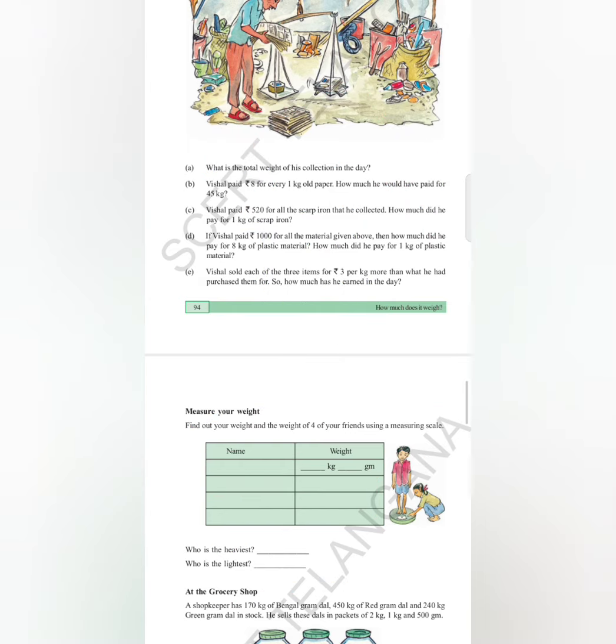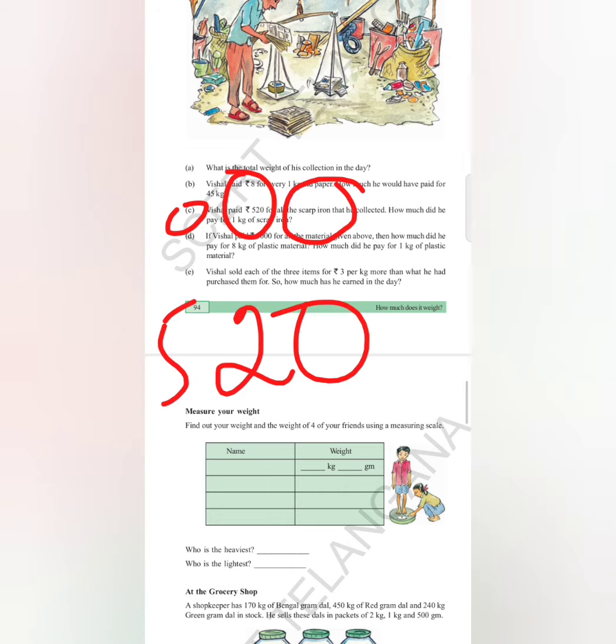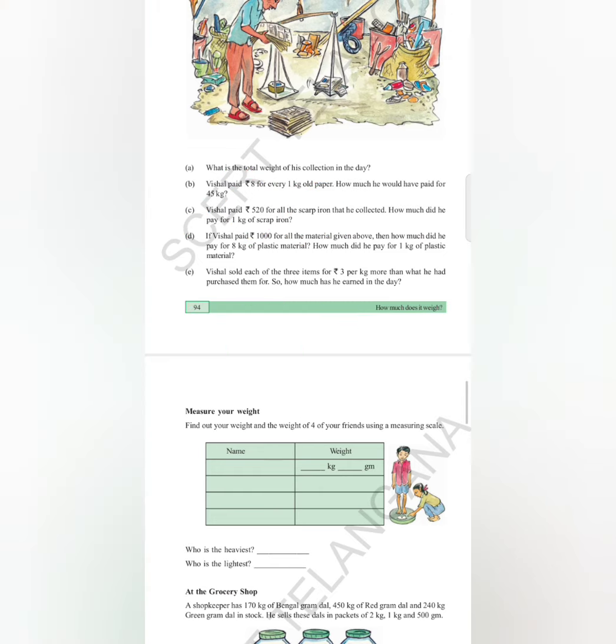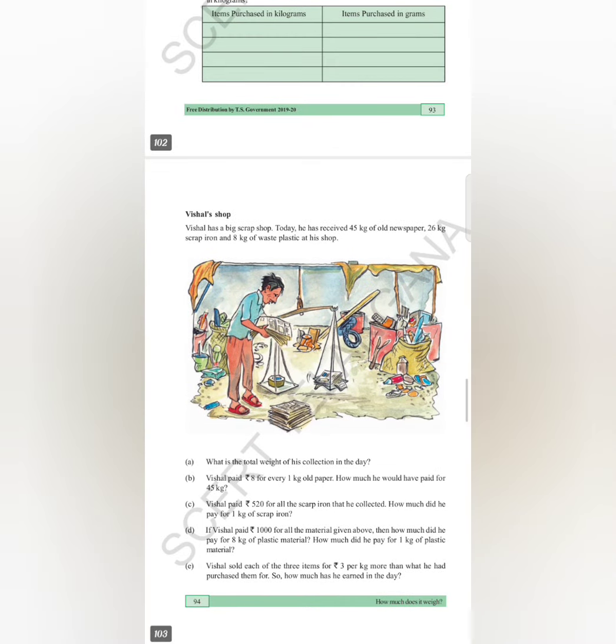Let's move to other question. Question number C. Vishal paid rupees 520 for all the scrap iron that he collected. For all the scrap iron he collected, how much did he pay? 520 rupees. Okay. First of all we will know how much scrap iron is collected by Vishal. It is already given in the question. So what is the quantity of scrap iron given here? 26. So scrap iron is 26 kgs.